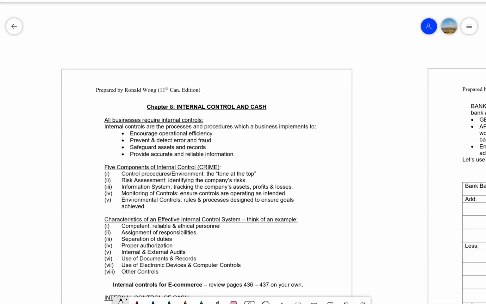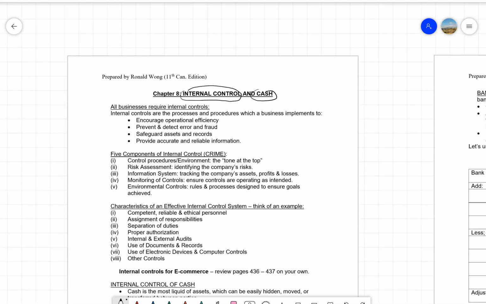Welcome to the Chapter 8 tutorial. Chapter 8 focuses on two main topics, internal controls and also cash. Let's start off by talking about internal controls.